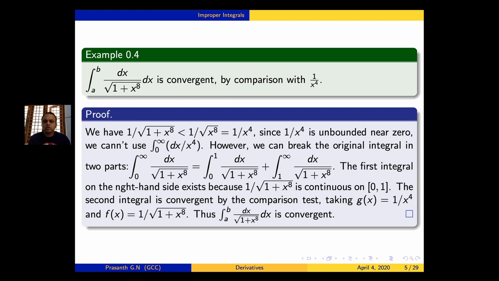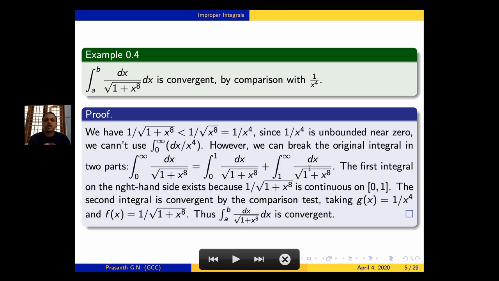That is, the integral from 0 to infinity of dx by the square root of 1 plus x raised to 8 is the integral from 0 to 1 of dx by the square root of 1 plus x raised to 8, plus the integral from 1 to infinity of dx by the square root of 1 plus x raised to 8. Now you see this first integral is continuous, because 1 by the square root of 1 plus x raised to 8 is continuous in the closed interval [0, 1].